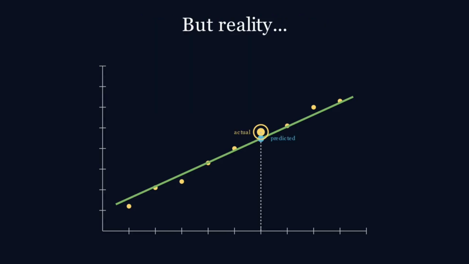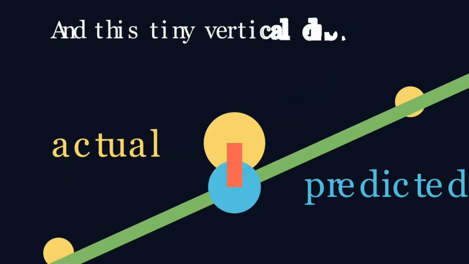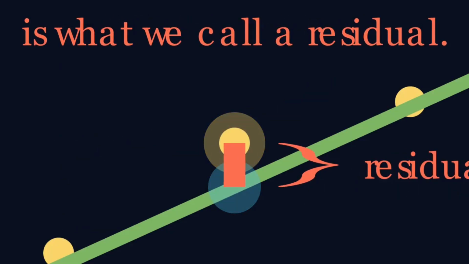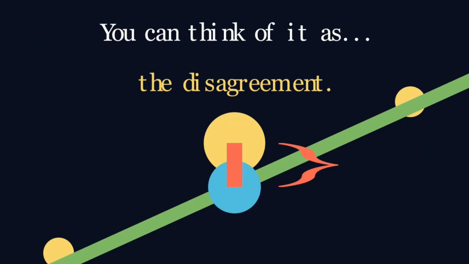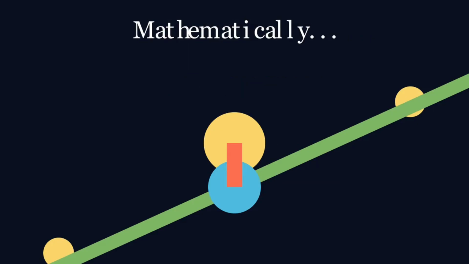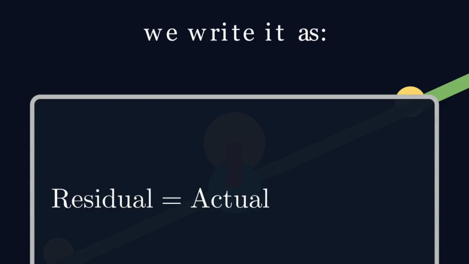But reality doesn't always agree. Sometimes the actual point sits above the line, sometimes below, and this tiny vertical distance is what we call a residual. You can think of it as the error, the disagreement, the distance between what actually happened and what the line predicted. Mathematically, we write it as actual minus predicted. If a point sits above the line, the residual is positive. If it sits below, negative.